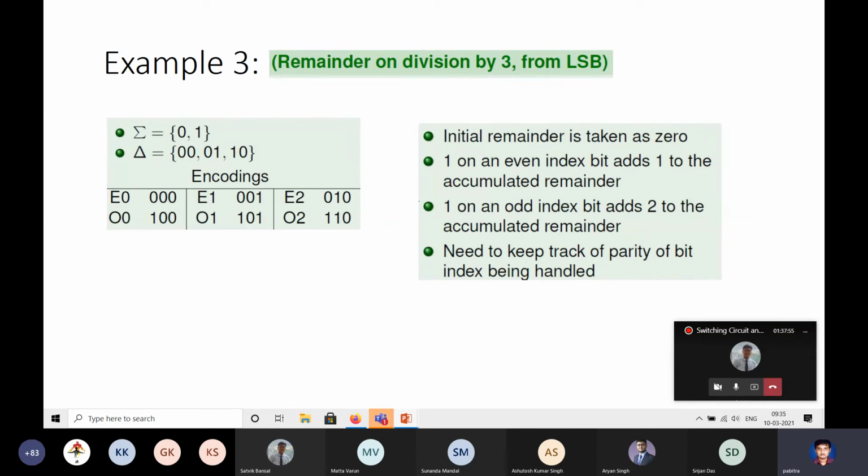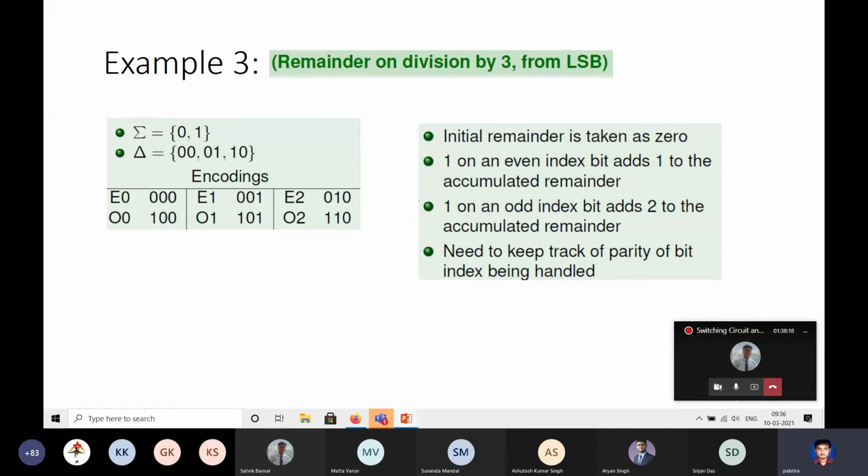So earlier I was only remembering what the current remainder is. It can be 0 or 1 or 2. Now this rule you can easily check. You just check any example. In fact, if you write down the expression for a binary number, you can easily check this fact.